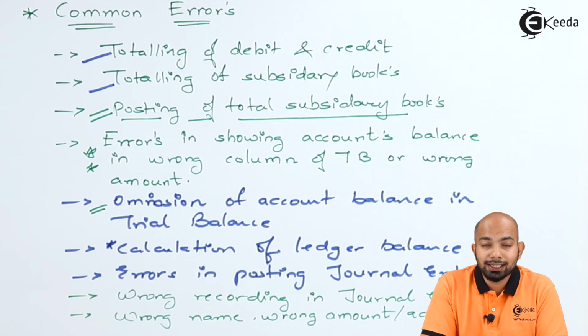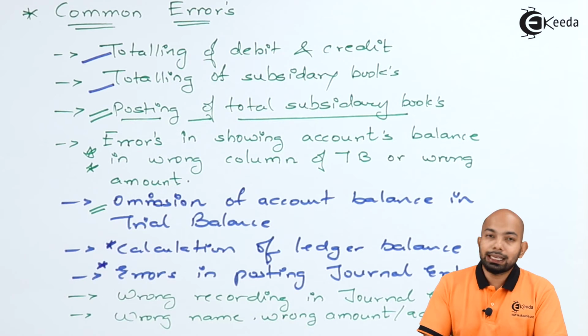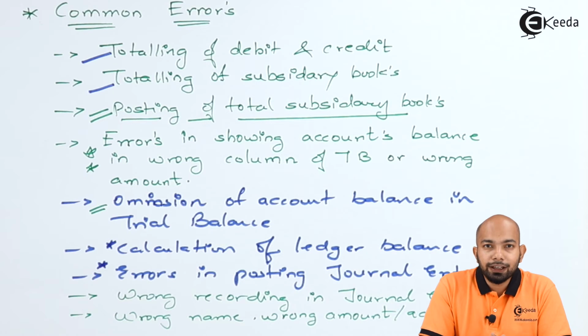Now let's go on to the next example here. Errors in posting journal entries. This is the most common error that we face every now and then. If a debit transaction has to be debited and it is credited erroneously, that means the journal entry posting has been done in a wrong way. If the sales were supposed to be credited but you have debited those sales instead, then there is a wrong posting or a wrong journal entry that has been passed.